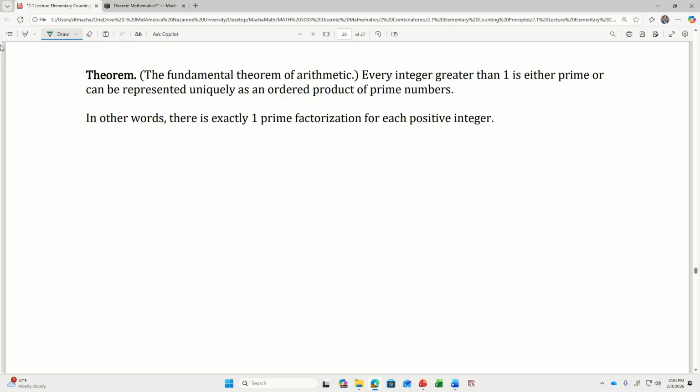You can't say that two numbers share the same prime factorization. And you can't say that one number has two different prime factorizations. It's a one-to-one correspondence. It's something a lot of us just take for granted. And for today, we're going to take it for granted. We're not going to prove it today. Maybe in the future, but how do you prove that? That's just kind of true.